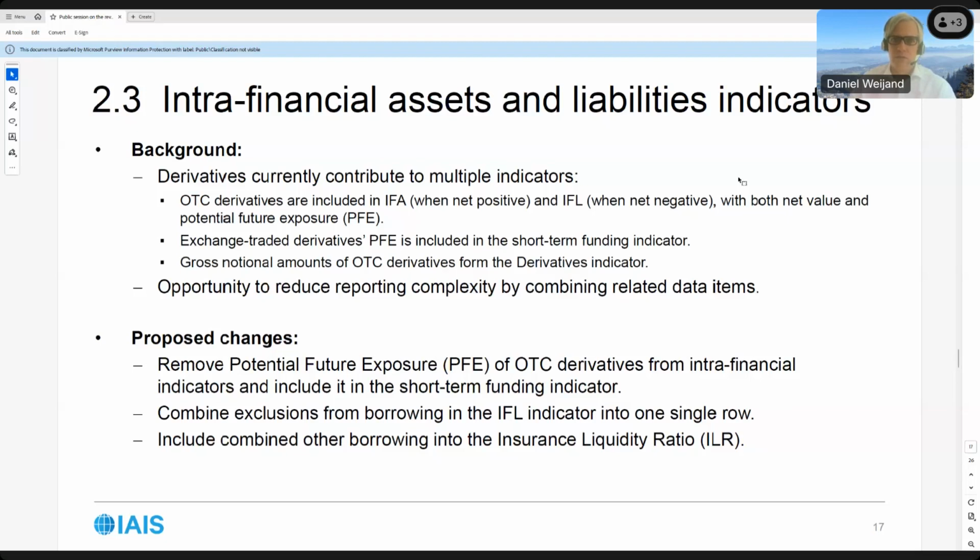We saw some opportunity to reduce the reporting complexity and reduce data burden by combining several data items. We propose therefore to remove the potential future exposure of OTC derivatives from the interfinancial assets and liabilities indicator and include it in the short-term funding indicator instead. In addition, we propose to combine the exclusions from borrowing, which are currently done in order to calculate the interfinancial liabilities indicator, into one single row to simplify the reporting there. And this would then also lead to a minor change on the insurance liquidity ratio, where we propose to include the combined other borrowing as well.